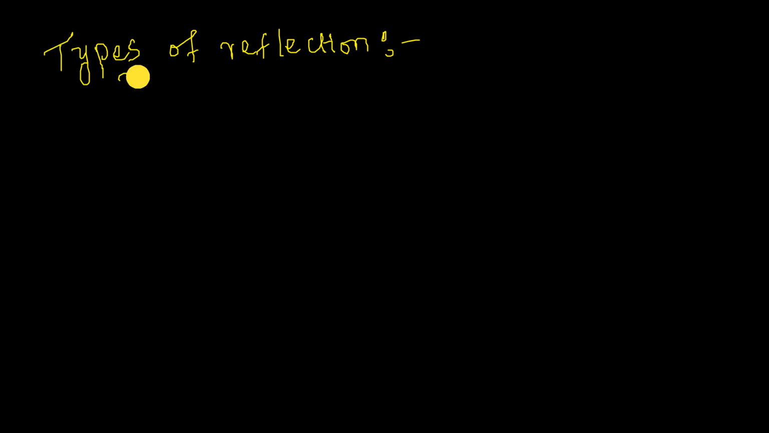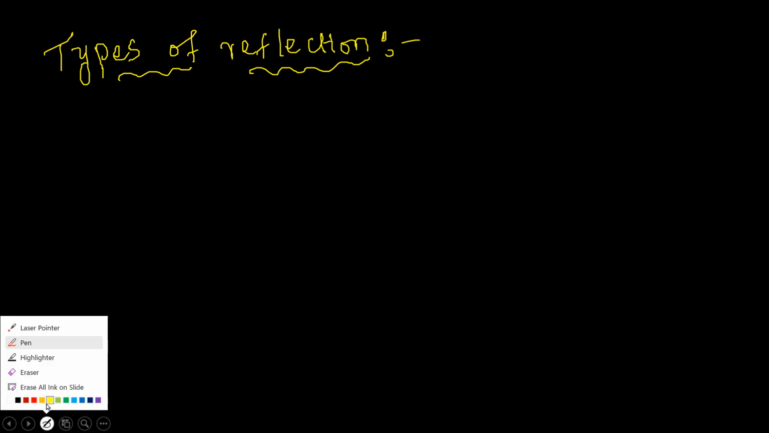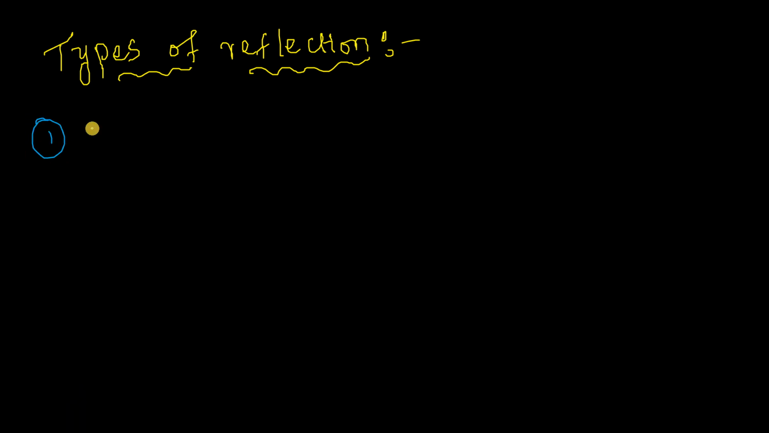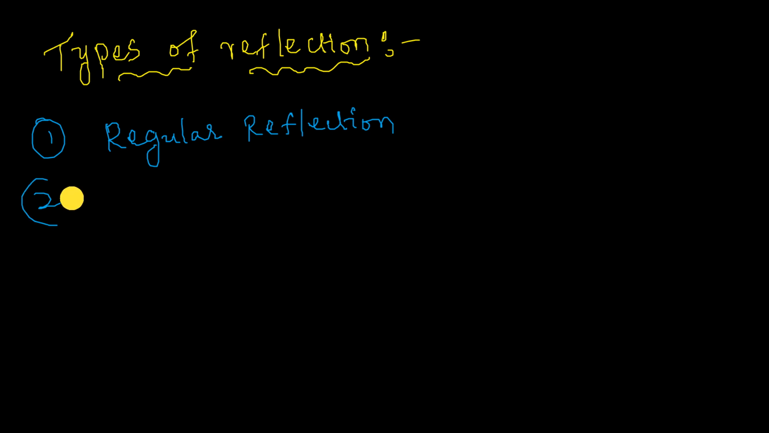Coming to the reflection, types of reflection. Just now we discussed reflection: the bouncing back of the light from the reflecting surface is called reflection. Here, there are two types of reflection. First one is regular reflection, second one is irregular reflection.